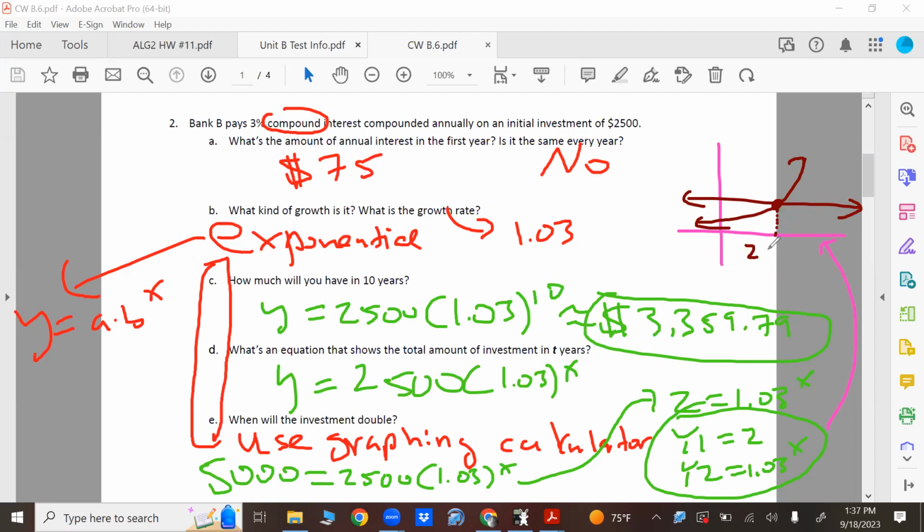Wait, do you want us to round? Yeah, 2 decimal places. I use X instead. Yeah, let's round. How do you zoom out? Go to window, change the window, change the X max. So that's what you want to do. Do you want us to use X or T? Use X, it's fine. So it just started 20 something.